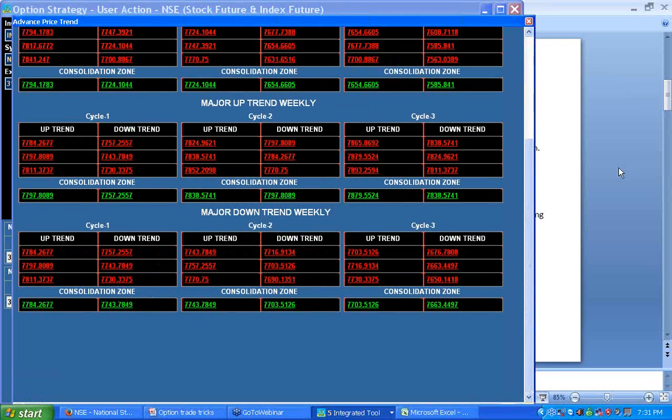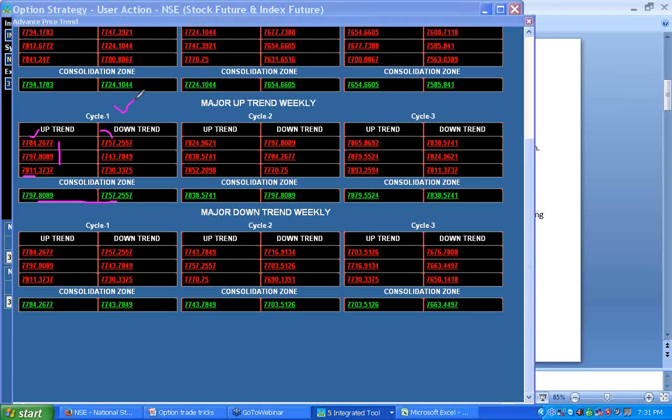So this particular week, we are expecting that this uptrend starts at 7784. Today it has given a breakout above 7757. If it crosses this uptrend, then this can have a maximum trajectory of 7811. You can have a consolidation for the first cycle at 7800 to 7757.